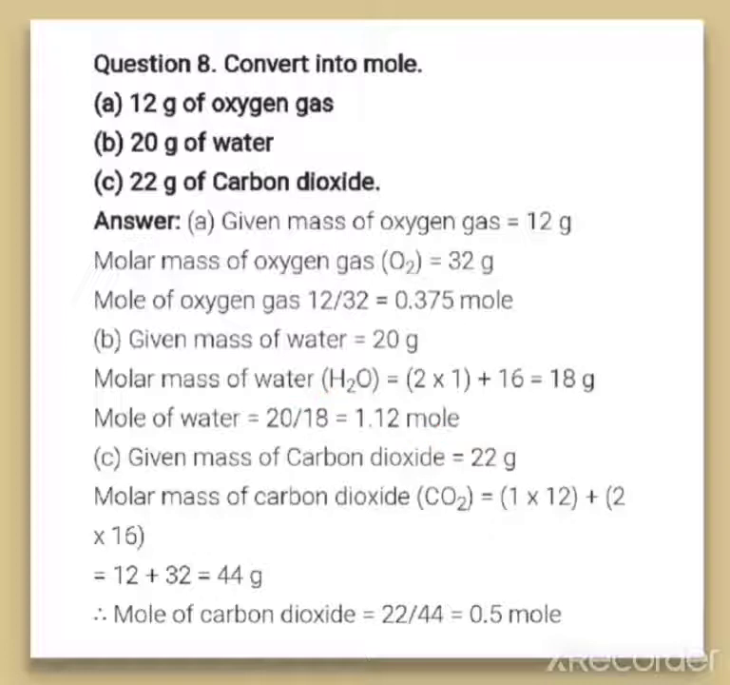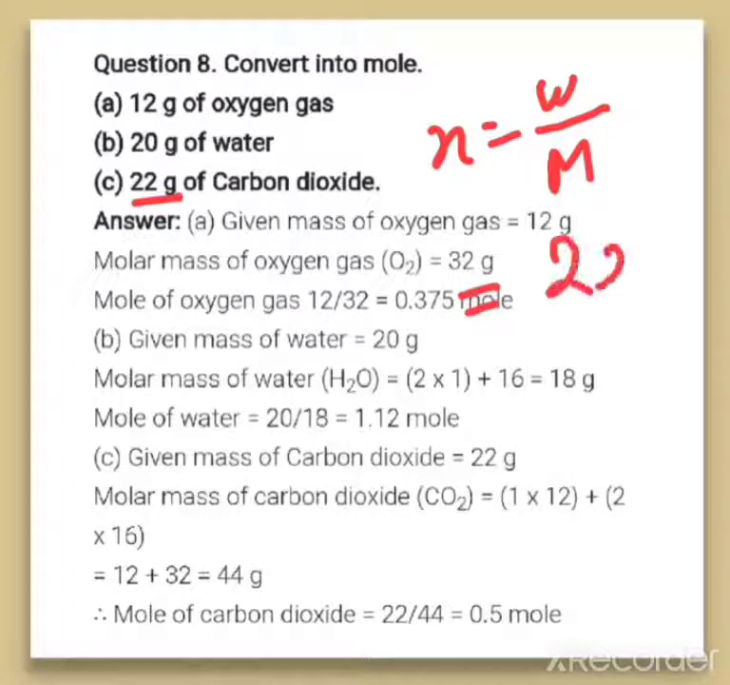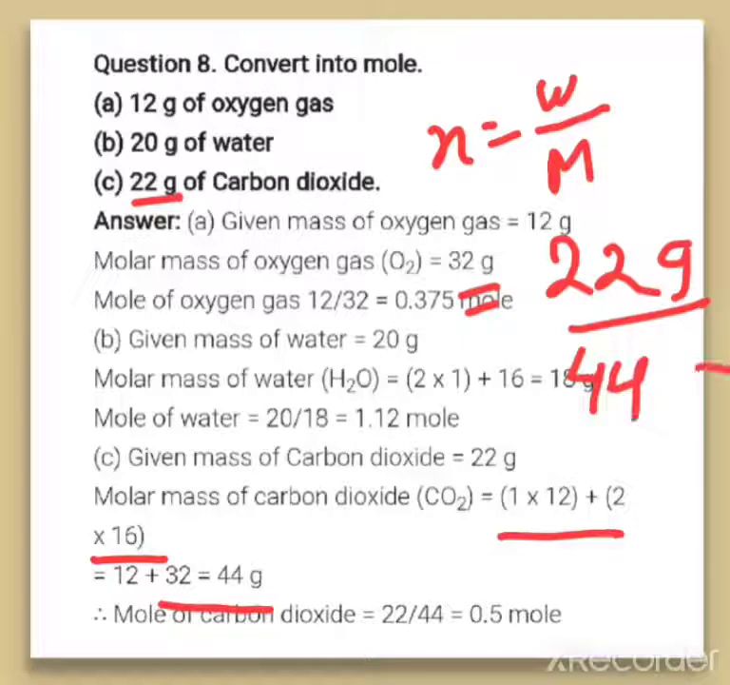Next, 22 gram of carbon dioxide. Again use the same formula. N is equal to W, or you can use small m also, as we have done for the previous problems, by capital M. So what is given mass? Given mass is 22 gram. 22 gram is a given mass. Capital M, that is a molar mass. Molar mass for carbon dioxide is how much? When we do this method, we will be getting 44 gram. So divided by 44 gram.